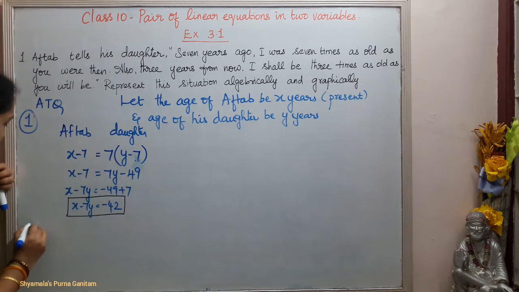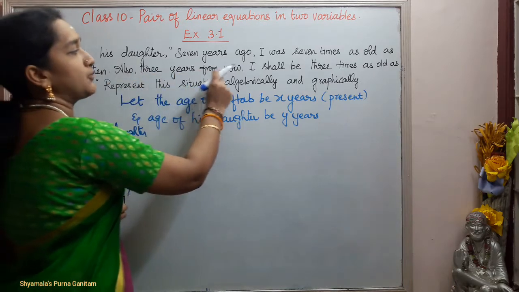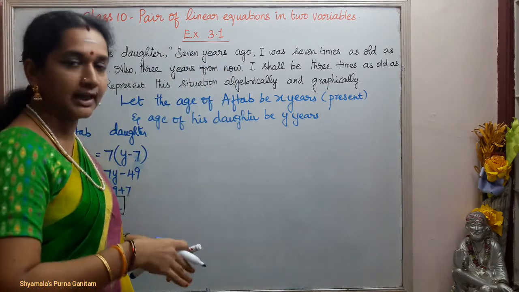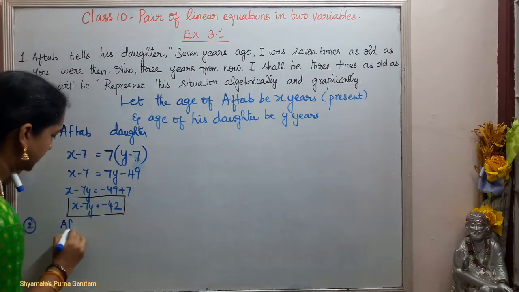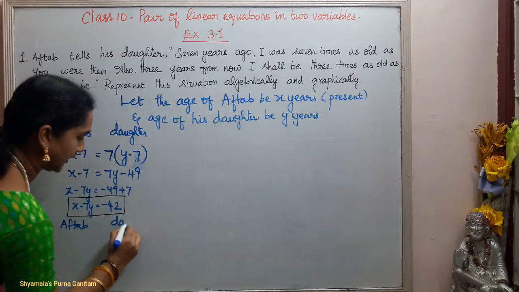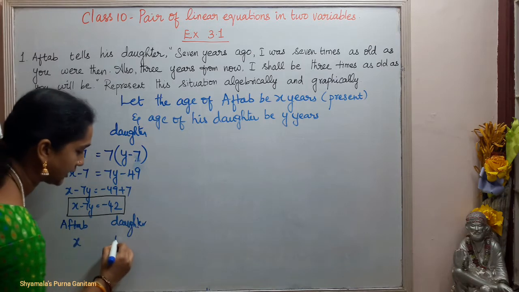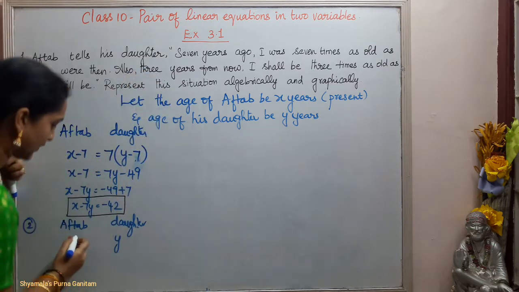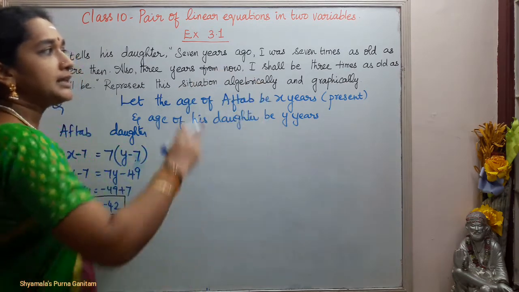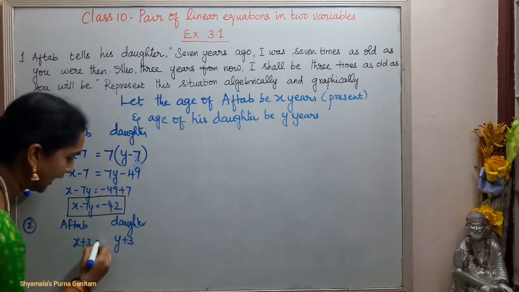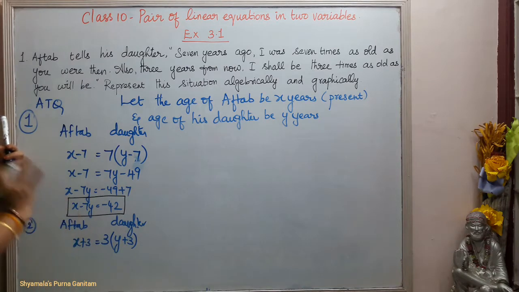Then the second condition given is also 3 years from now. 3 years from now means plus 3. After 3 years, in the same way, Aftab is X years, daughter is Y years. 3 years from now, X plus 3 and Y plus 3. I shall be 3 times as old as you. So this is the second condition.